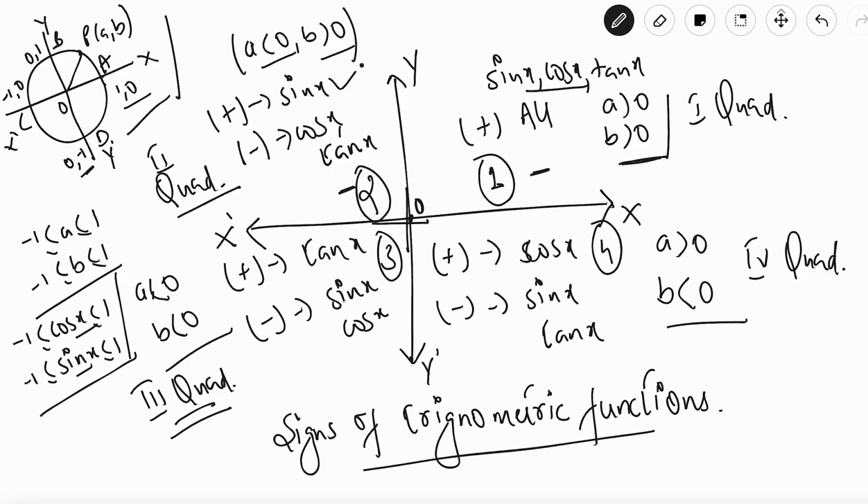So sin is positive in this region, whereas cos and tan both are negative. When we come to quadrant number 3, here a is less than 0, b is less than 0, both are negative in this region. So tan is positive, whereas sin and cos both are negative in this region. And in quadrant number 4, a is greater than 0 and b is less than 0 here. So in this case, cos x is positive, whereas sin and tan both of them are negative.